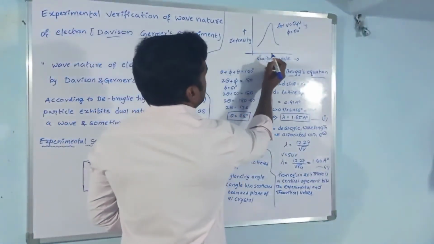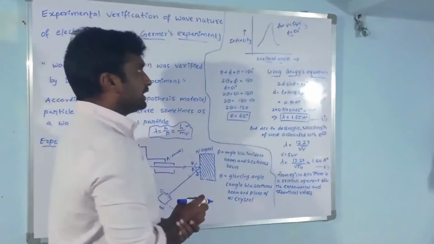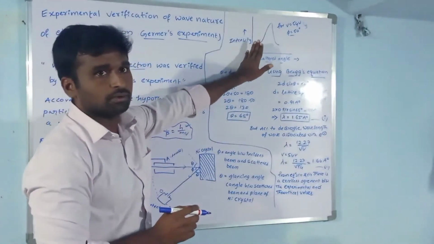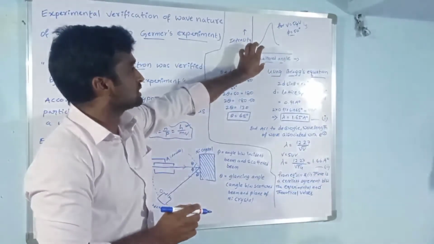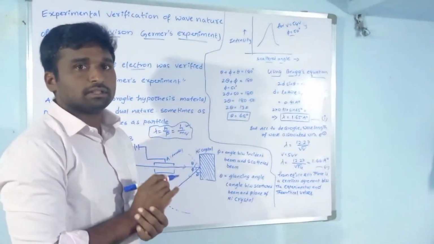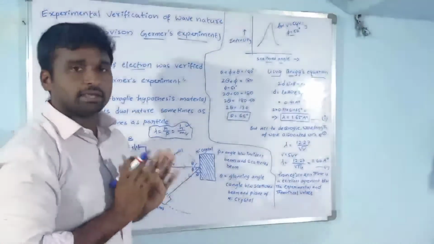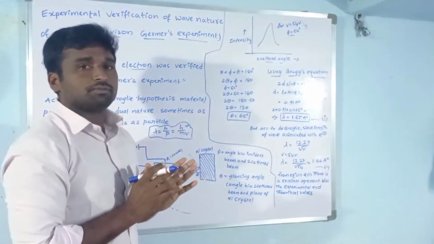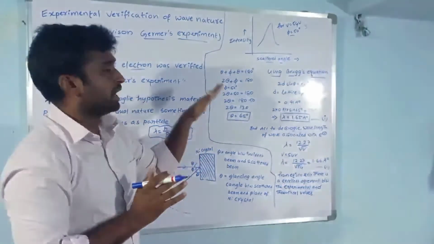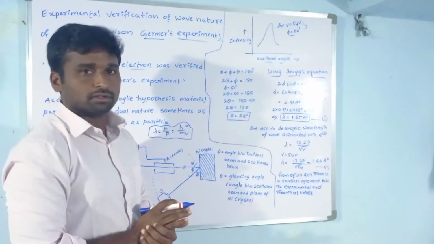Okay, so this is for scattered angle 50 degrees. So we will get a beautiful graph. This graph looks like a diffraction pattern. So okay, that is the diffraction pattern. This diffraction pattern indicates the wave nature of the electron.